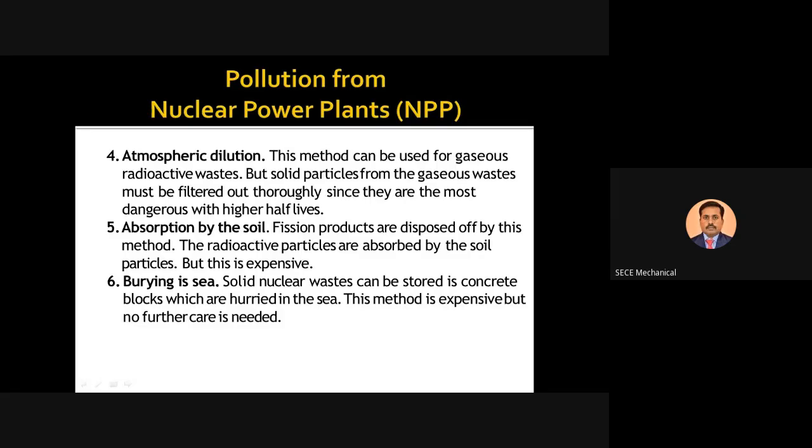And burying in sea. Solid nuclear waste can be stored in a concrete block and buried in the sea. This method is expensive, but no further care is needed. Normally, burying in the sea areas is done when disposing of solid nuclear waste. By this way we can dispose of the nuclear fissionable materials after usage, that means after power plant power production.